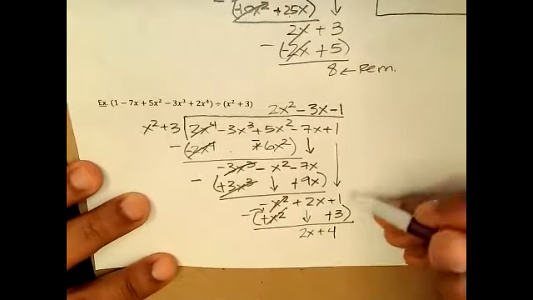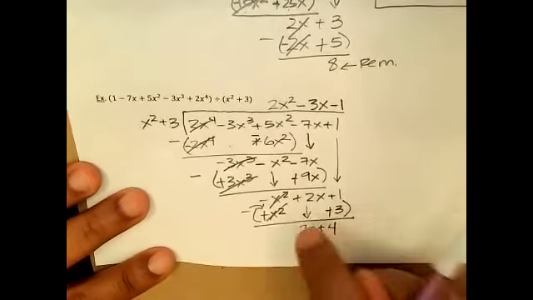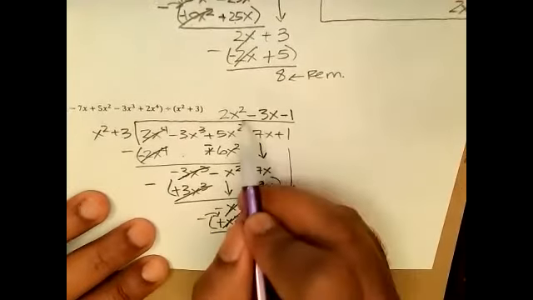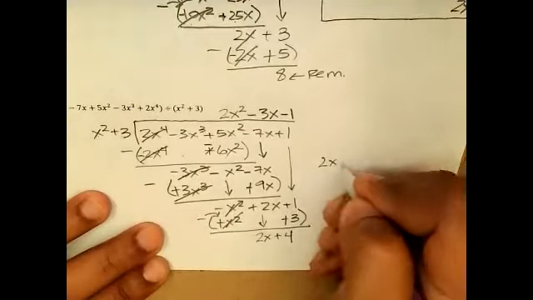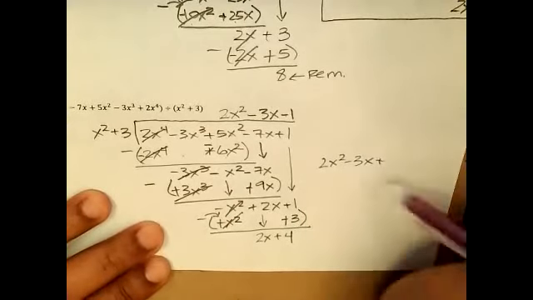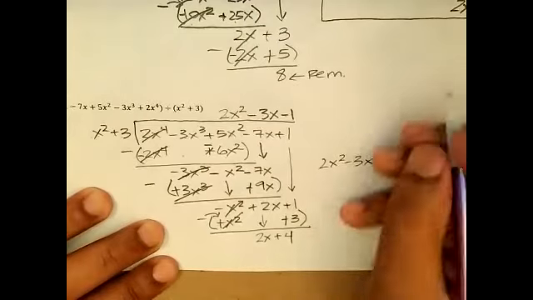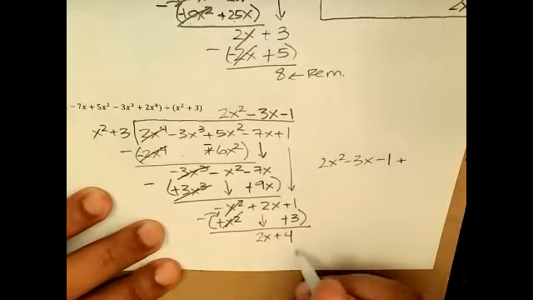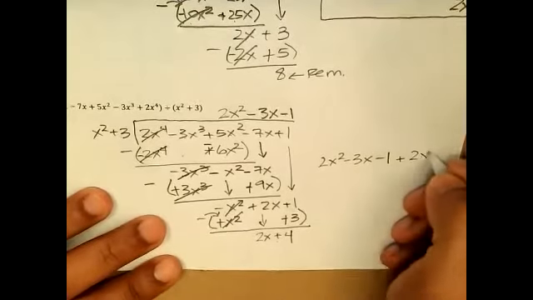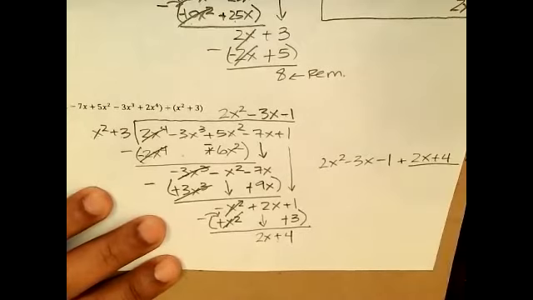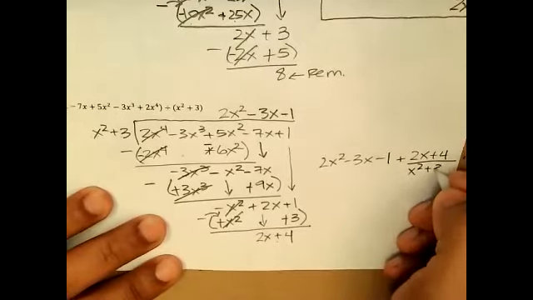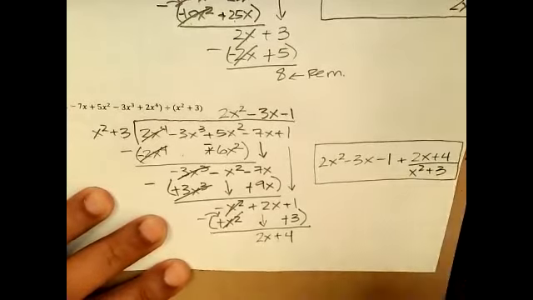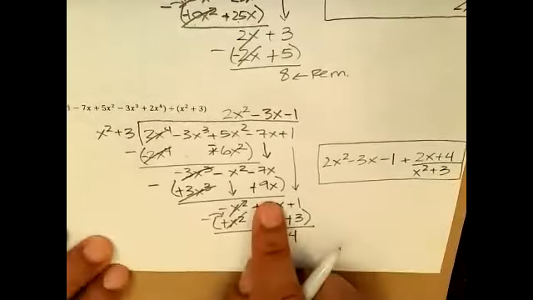At this point, there is nothing else for me to bring down, so this is where I stop. I just have to write down my answer now. So my answer is going to be the quotient, which is what I have on top, 2x squared minus 3x minus 1. And to that, I'm going to add the remainder, which was 2x plus 4. I'm going to put the remainder over the divisor, which is x squared plus 3. And that's my answer for this long division.